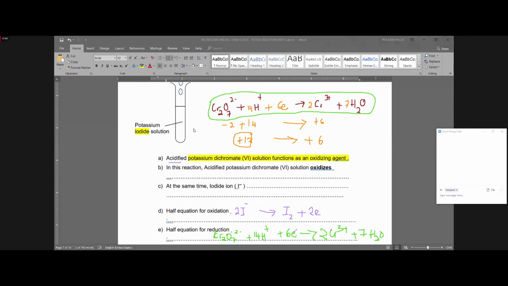Here got 2e, here got 6e. So what is the common number? 6. So the top one all multiply by 3, the bottom one stays, and then you add up. I need somebody to give me the answer. Work it out. I want the overall ionic equation. Write it down, please. This is one more, because they can take any oxidizing agent with any reducing agent.